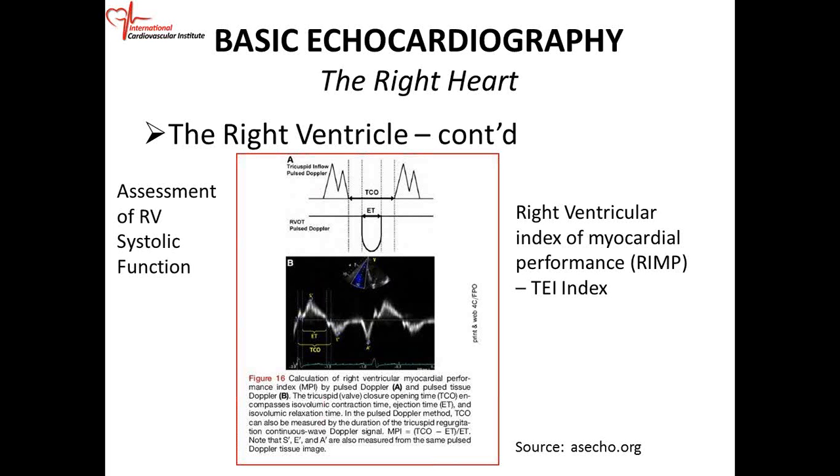it's a time thing, okay? It's the time from, if we're going to be using either the tricuspid or the mitral valve, because you can have the HIMP for the left side or the HIMP for the right side. So if we're looking at the right side, then it is the time from the closure of the tricuspid valve to the opening of the tricuspid valve, minus the ejection period, divided by the ejection period.